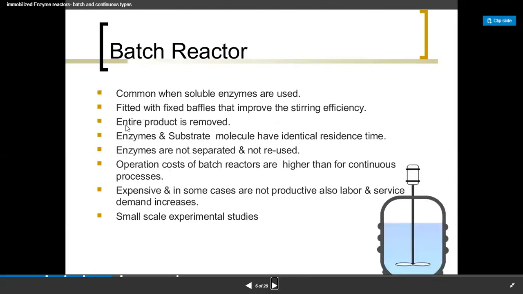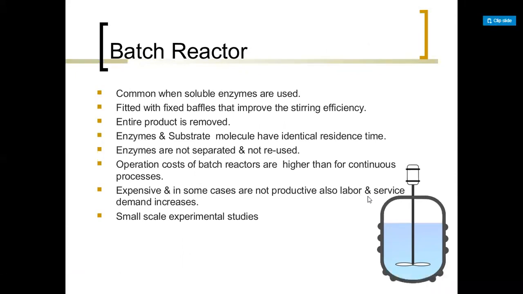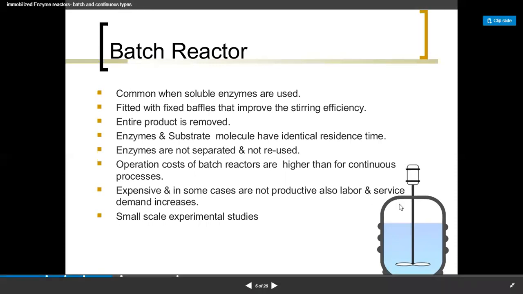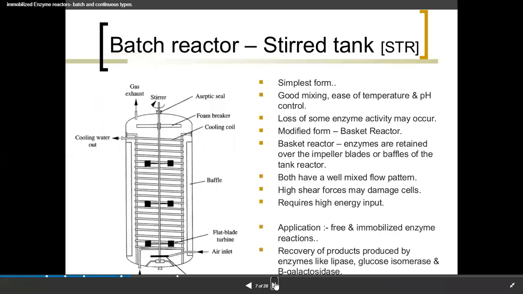The first reactor for the immobilized enzyme is a batch reactor in which we insert the material, and we do not excrete out the material in the middle. We excrete out the product when the process ends. That is the batch reactor. So it has an agitator which agitates the materials. The batch reactor, which is a stirred tank, is the simplest form.